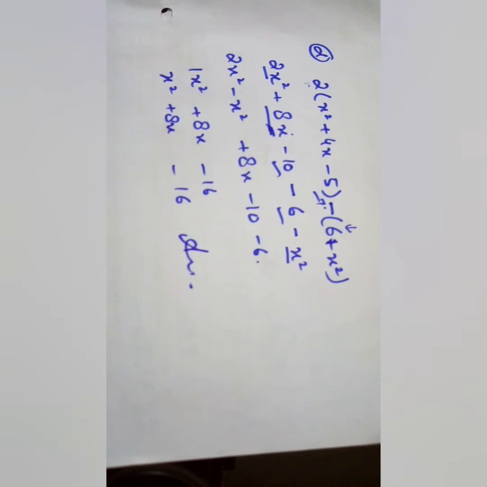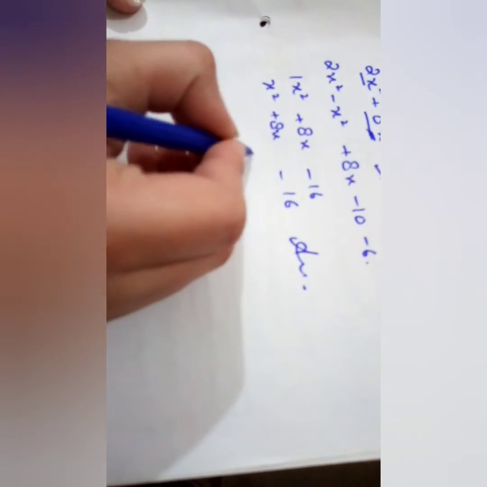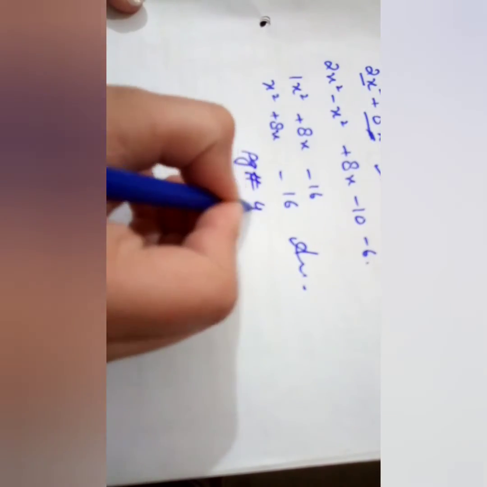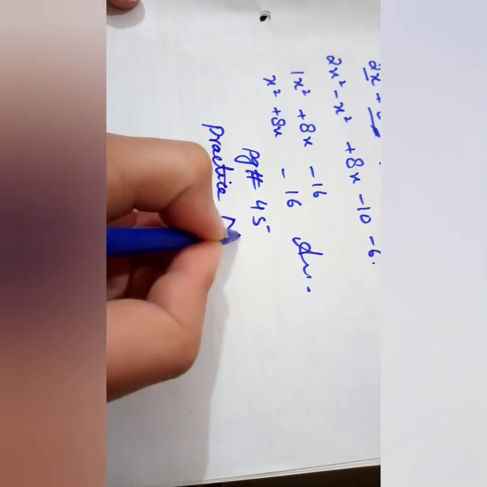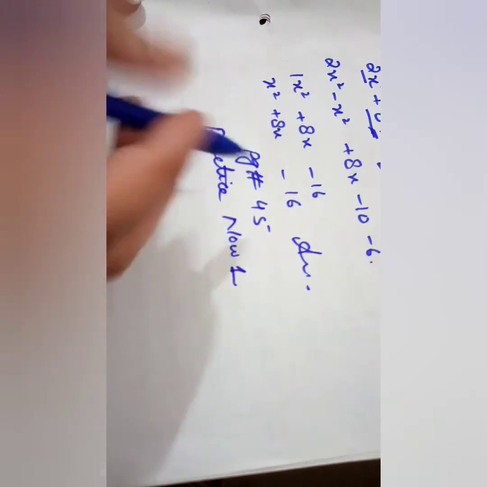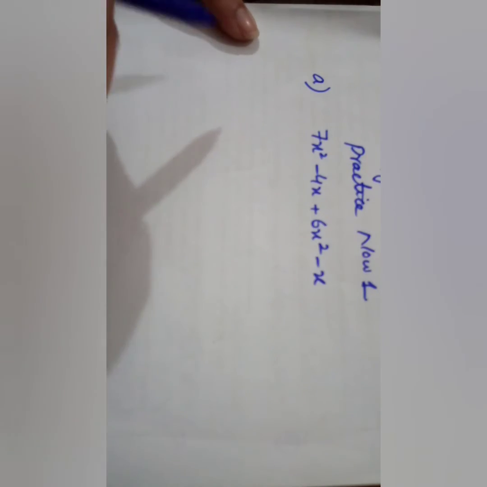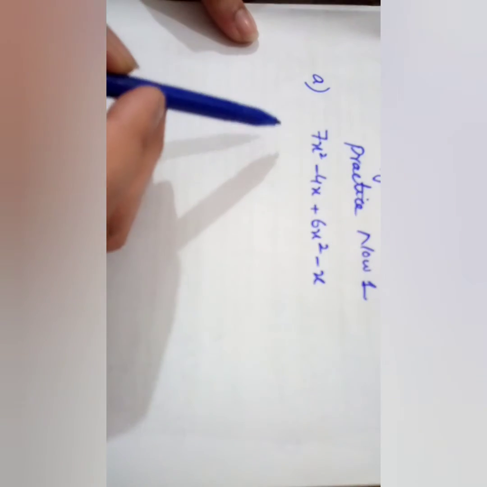Now we'll do practice now 1 on the same page, that is page 45 of your book. And this is practice now 1. All the practices that we have done before were the practice now. Now we are moving towards practice now 1. So after doing all the practices, now you have the concept.